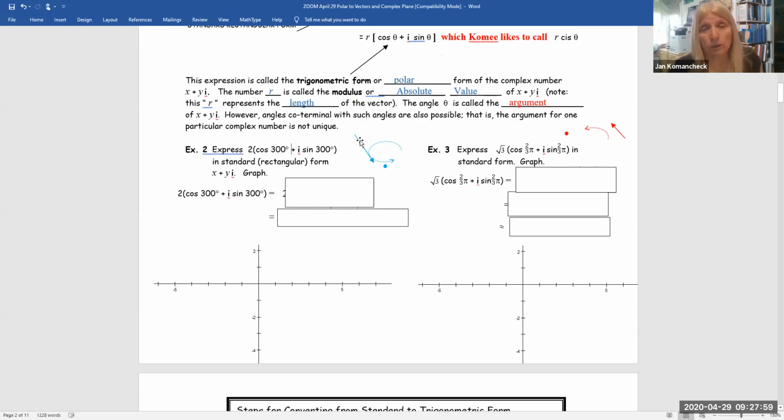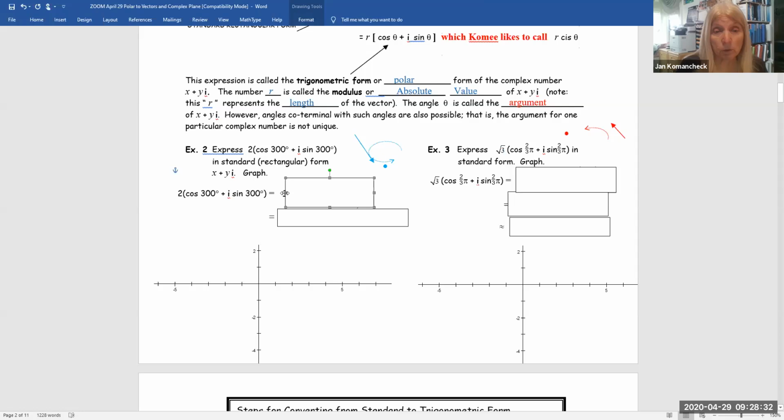So one of the first things you have to do on your homework that's going to be due next Monday is express 2 cosine 300 degrees plus i sine 300 degrees in standard rectangular form, which is x plus yi. So you go, okay, I don't know what to do. Oh no, it's so easy because you know in your mathematical soul the cosine of 300 degrees. You know what quadrant that's in. You know what its value is. You even know whether it's positive or negative.